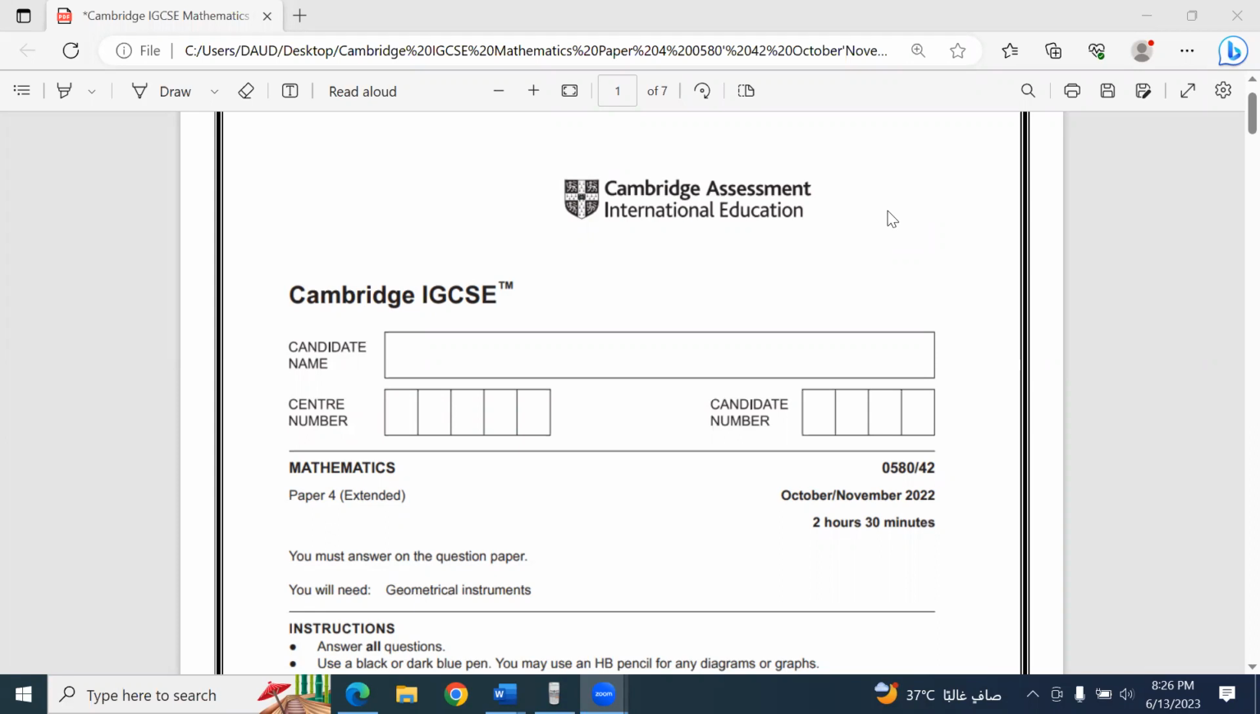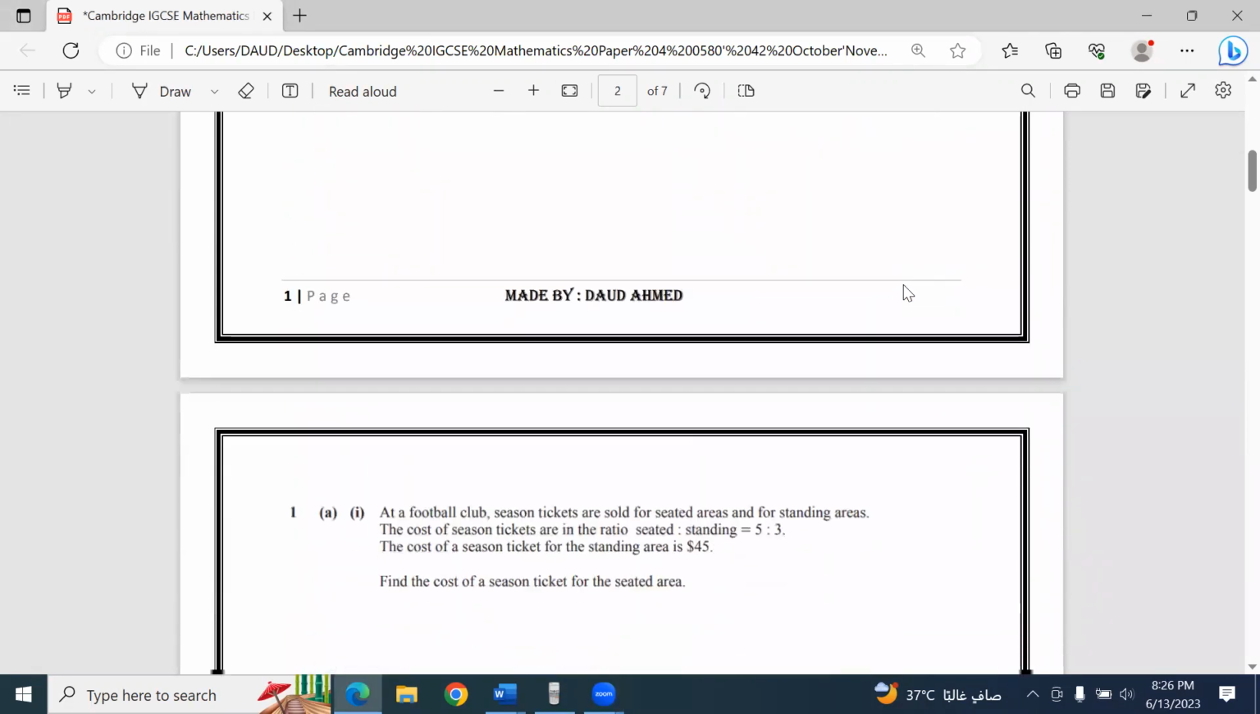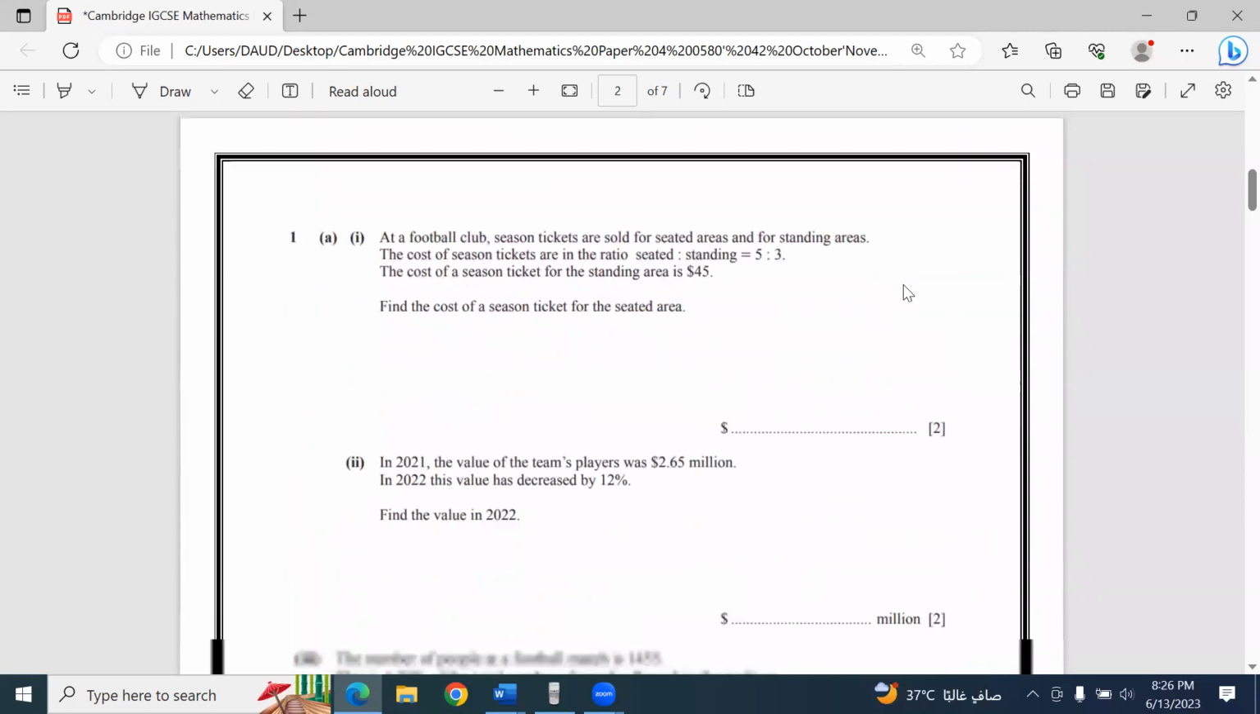Hi viewers, today we'll discuss Cambridge Assessment International Education, Cambridge IGCSE Mathematics, Paper 4 Extended, October-November 2022, and the code is 058042. This paper will help you in the coming exam in October-November 2023. I hope it will be helpful for all of you. So let's see one of this exam paper.